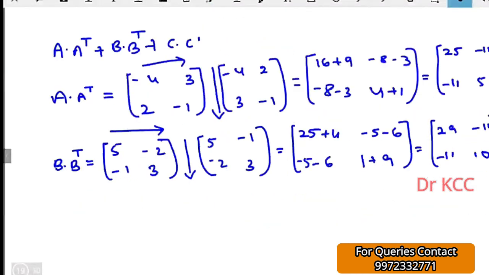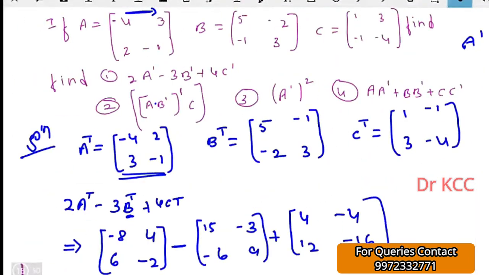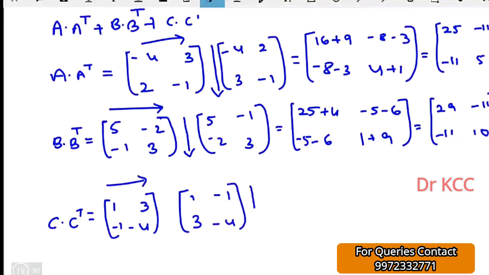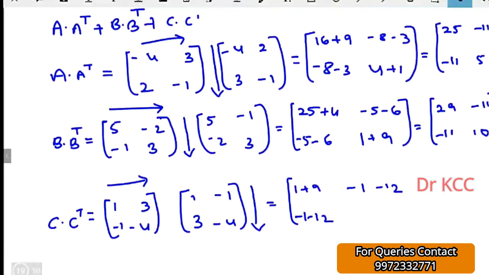Then finally we need to find out C into C transpose. For that you should know what is C matrix. C matrix is 1, 3, minus 1, minus 4. This you should multiply with its own transpose, that is 1, 3, minus 1, minus 4. That is first row multiplied with first column. Now see, 1 into 1 is 1, 3 3s are 9. Then first row second column, minus 1 minus 12 because 3 4s are 12. Then second row first column, minus 1, minus 12, then minus into minus plus, 4 4s are 16. Finally we'll get 1 plus 9 is 11, minus 13, minus 13 and 1 plus 16 is 17.